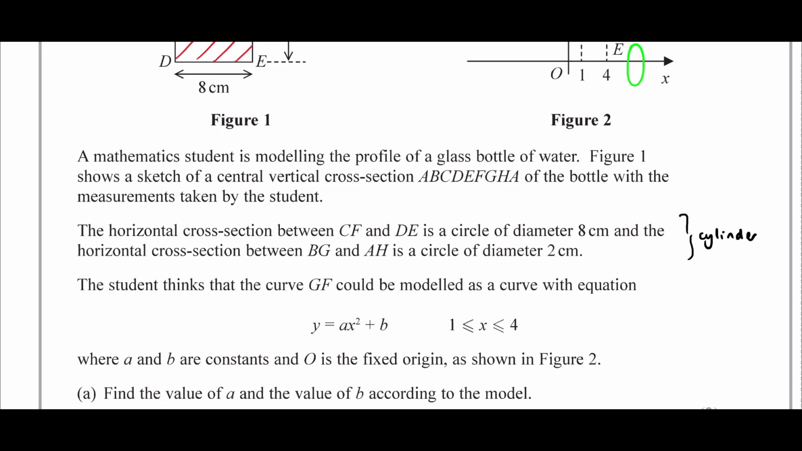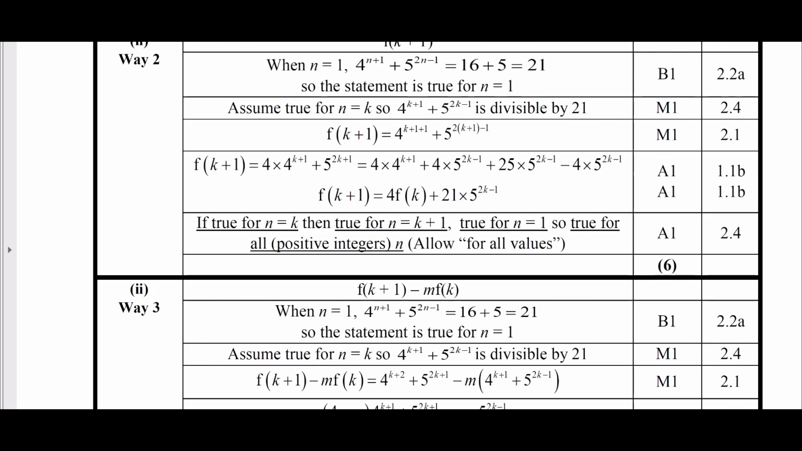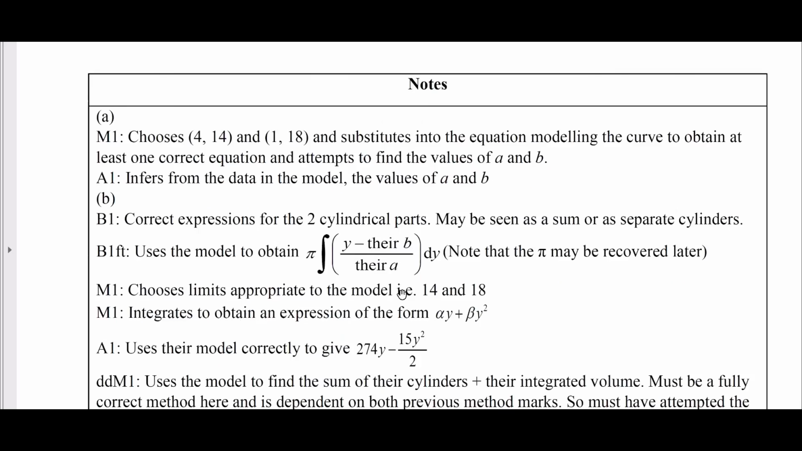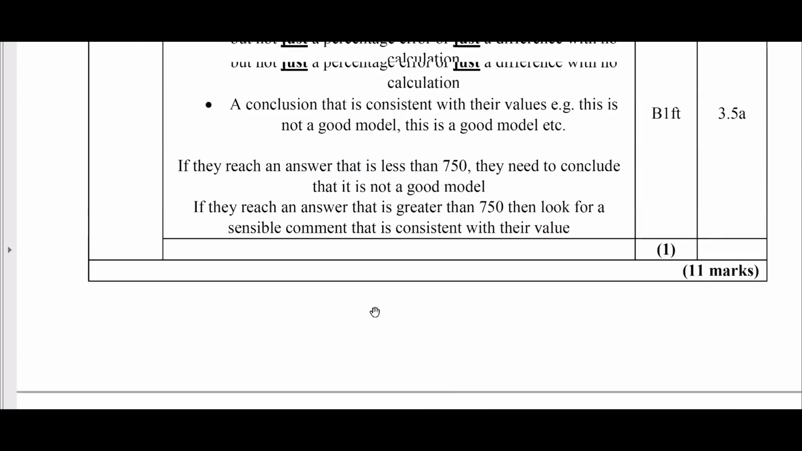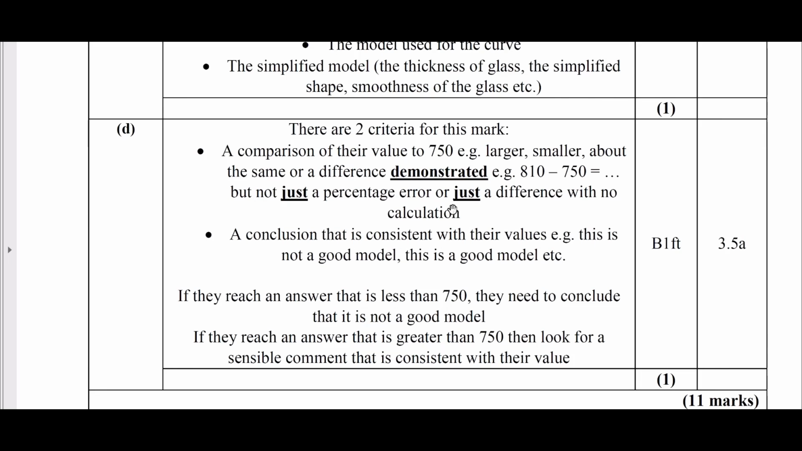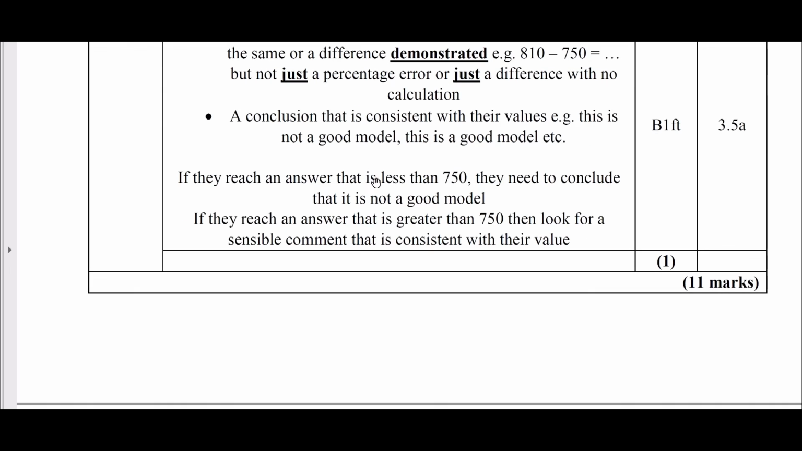So if we quickly take a look at the mark scheme for this question, see what the mark scheme says. The mark scheme basically tells us that we need a comparison of the 750 with our value and a conclusion based on that comparison. So if your answer is less than 750, then you need to conclude that it's not a good model. But if your answer is more than 750, which is what we got, we need to make a sensible comment that's consistent with that value.